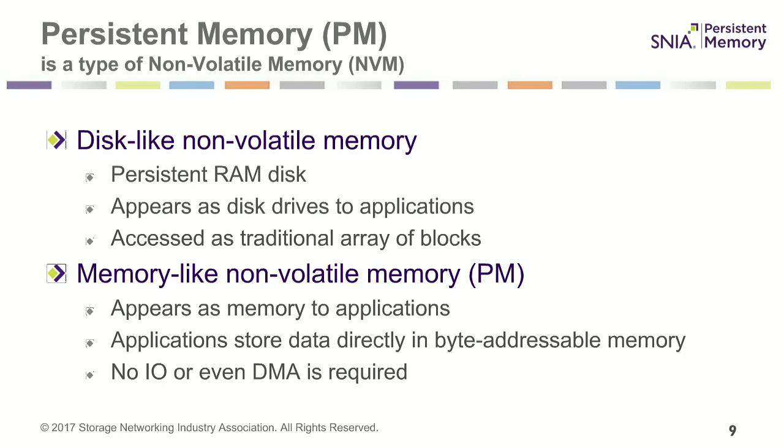I'm doing load store operations where my data to be persisted is in a CPU, it's being processed, and the straightforward way to persist this data is to store it in memory using byte-addressable techniques. Now, this is as opposed to, or more importantly, in conjunction with, the disk-like non-volatile memory, which we really don't call persistent memory. Again, we're distinguishing memory and storage on its accessibility because disk-like NVM really appears as a disk drive to the application. You can think of it as a virtual disk if you like, but it's accessed as a traditional array of blocks.